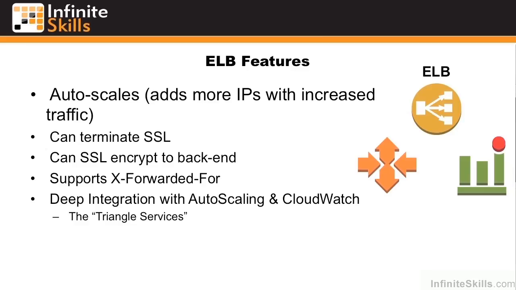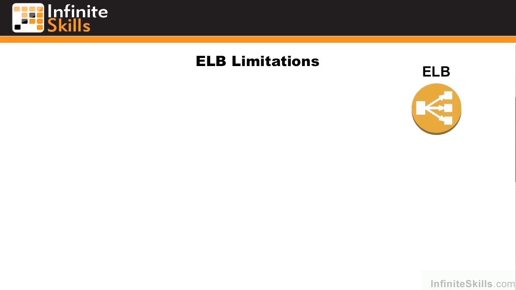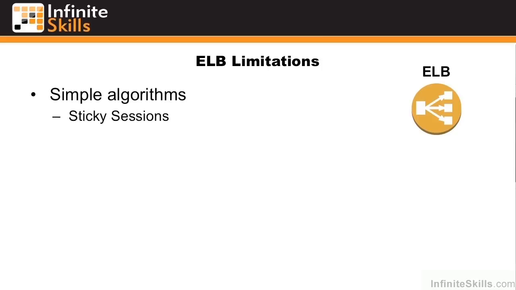Here we have autoscaling and CloudWatch, with instances in the autoscaling group firing off CloudWatch alarms, which tell the Elastic Load Balancer to add more instances to the autoscaling group. The ELB does come with some pretty strict limitations. It has very simple algorithms. You can either choose from sticky sessions, where users talk to only a single EC2 instance, or you can do round robin among the instances, which is preferred.